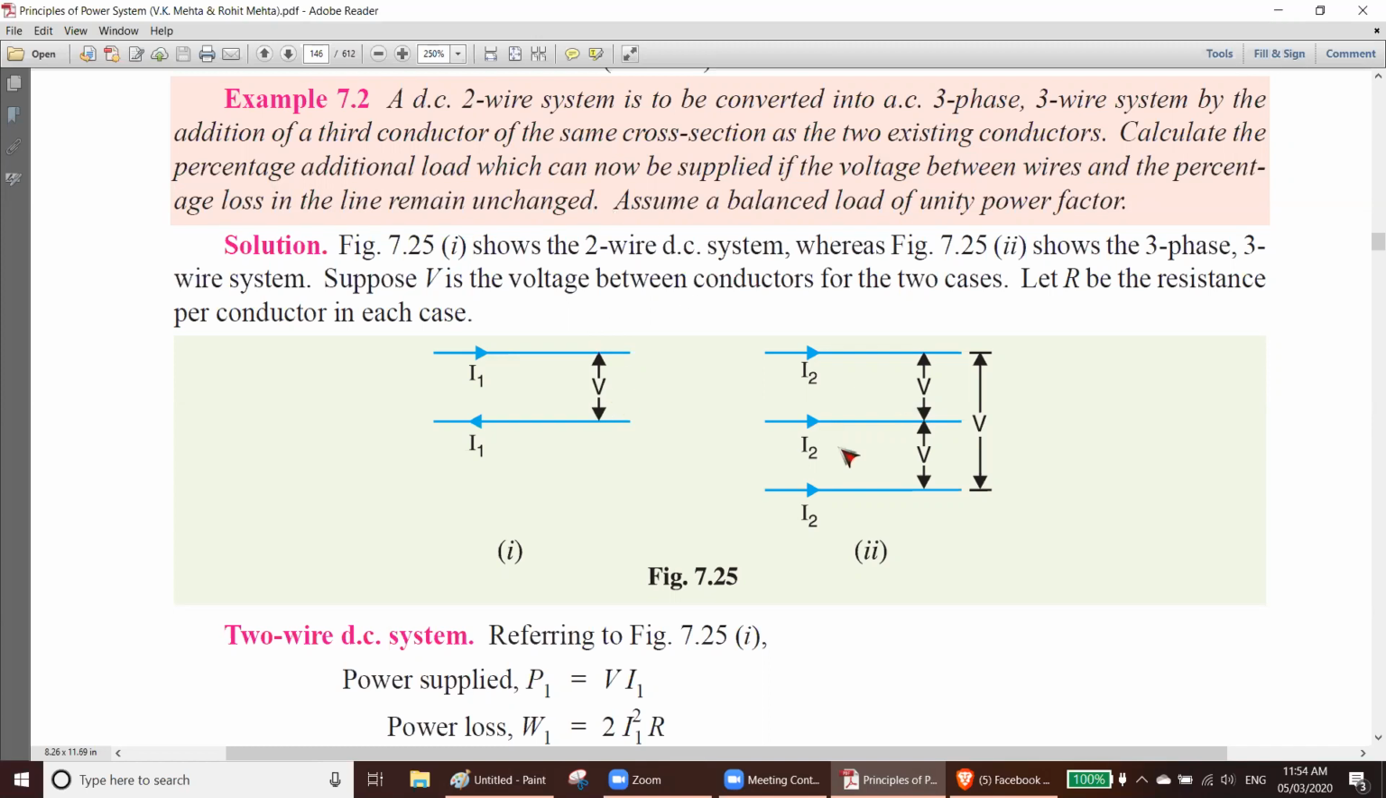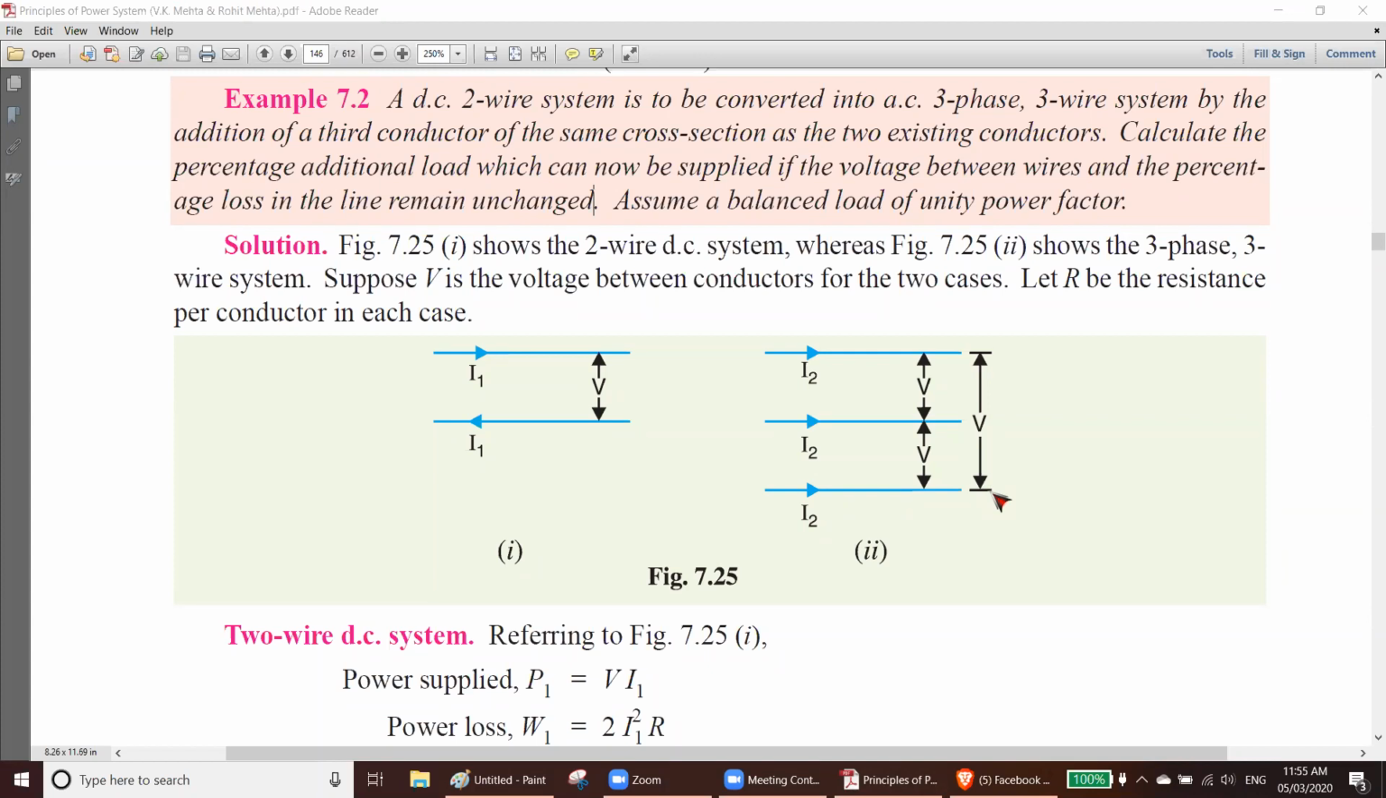Now here, this one is three-phase, three-wire system. This is AC system. This is I2, this is I2, this is I2. Now, voltage between these and these are V. That means one phase and another phase is V. One phase to another phase is also V. This phase and this phase is also V. That means this is a balanced load. So A to B is V, B to C is V, and A to C is also V. That means voltage in between two conductors are V.